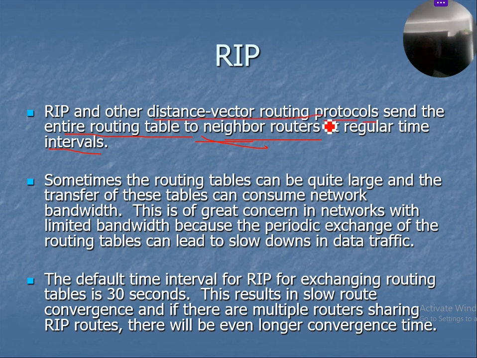Now, sometimes the routing table can be quite large, and this is where the problem is. The transfer of this table could consume the bandwidth of the entire network. If the information in the routing table is huge enough, it will consume the bandwidth of the network. This makes it a bit outdated.